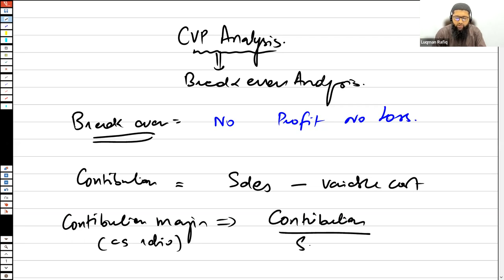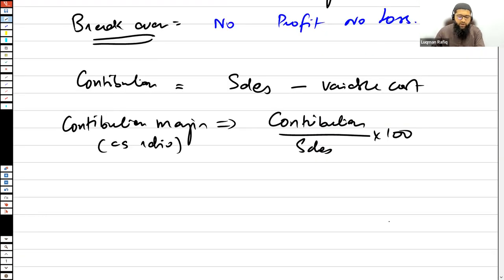It's contribution divided by sales multiplied by 100. That's what a contribution ratio is.